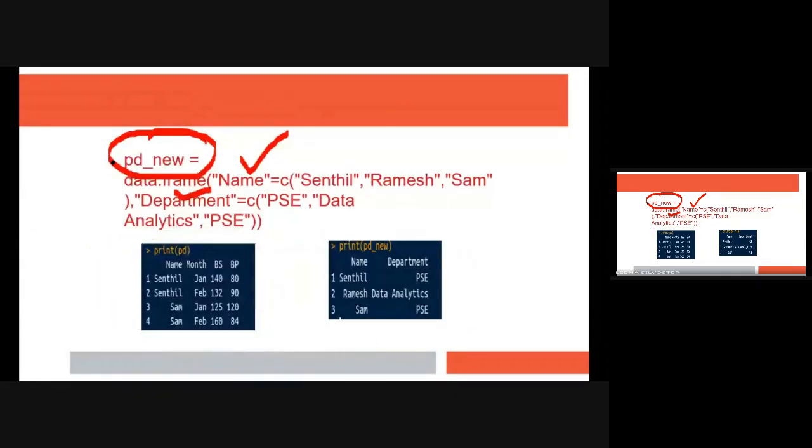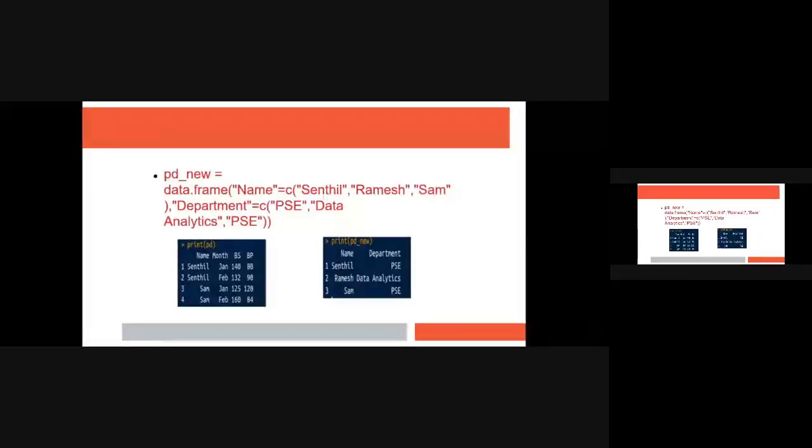So what are the values here? The name field values are Senthil, Ram, Sam. And the department field is B.Sc, Data Analysis, B.Sc.